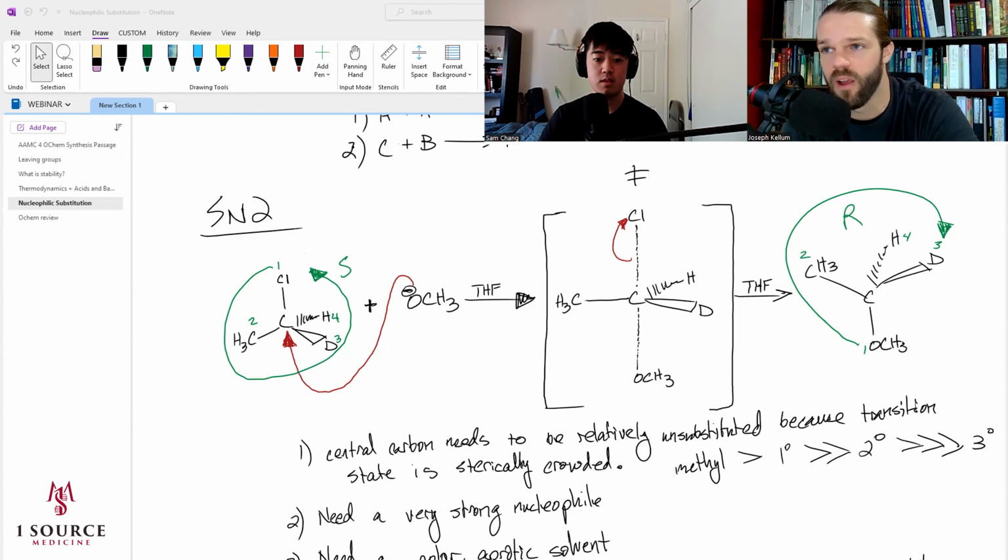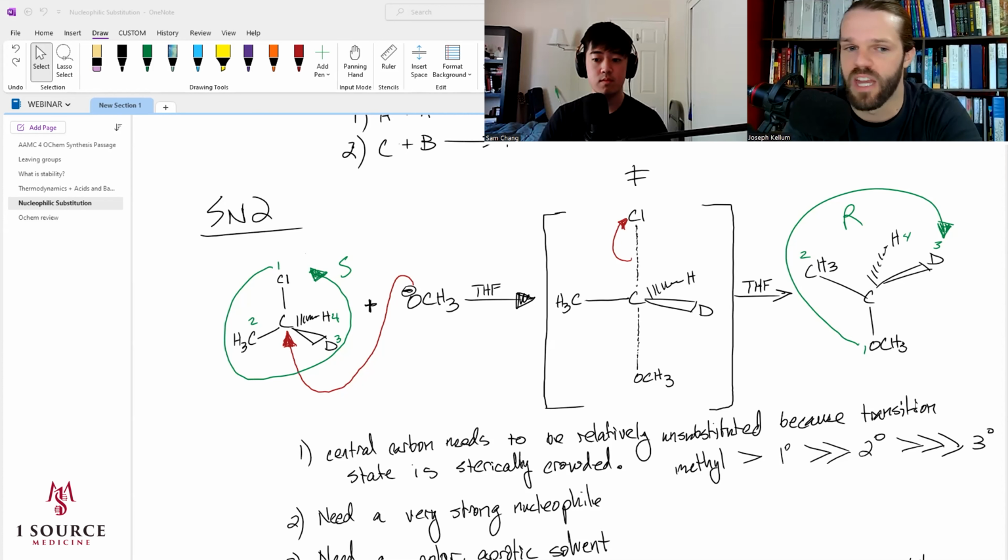Because secondary carbons can undergo SN1 or SN2. But if you see that there's a polar protic solvent, then it can't be SN2 anymore. It has to be SN1. Or if you see that it's a polar aprotic solvent, it definitely can't be SN1 at that point. That's the one more likely to be tested, I would say, because it's more definitive.